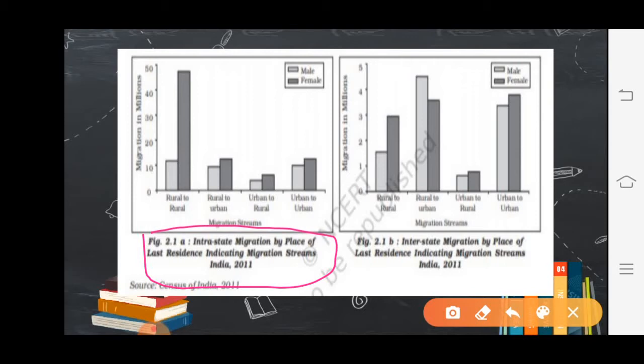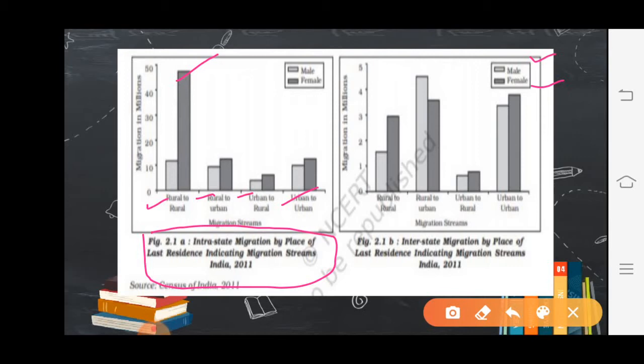Now when you see the first multiple bar diagram, you see the 4 streams of migration, that is rural to rural, rural to urban, urban to rural and urban to urban. The index shows the light color is denoted by males and the dark color is denoted by females. By looking at this multiple bar diagram, we have come to know that it's the females who migrate in larger numbers, with the longest bar out here, in the intrastate migration.